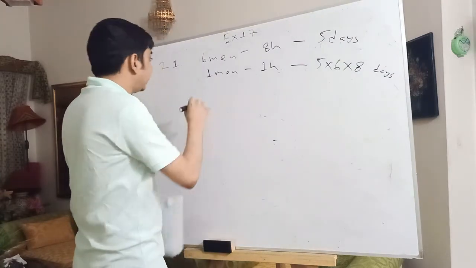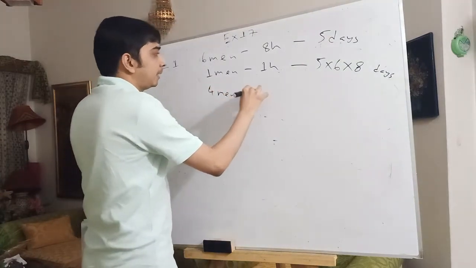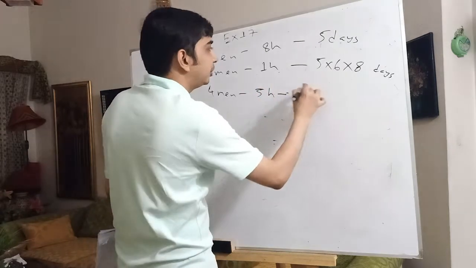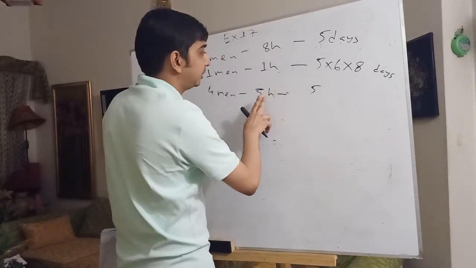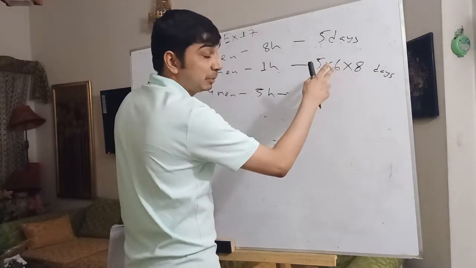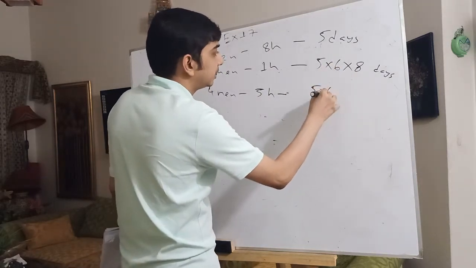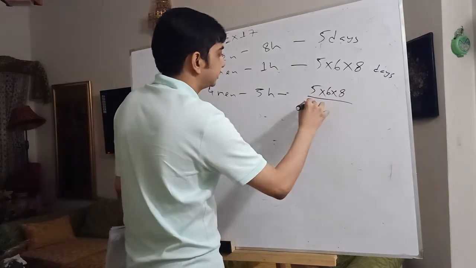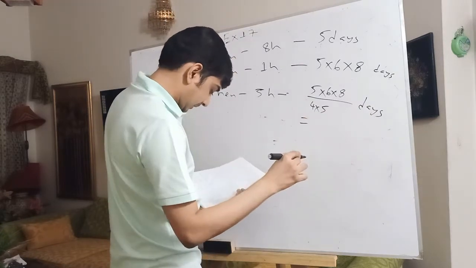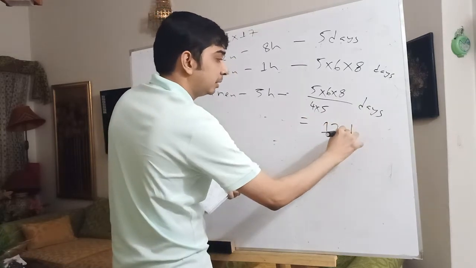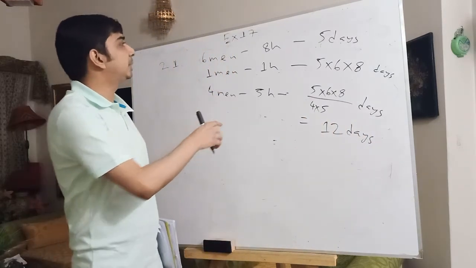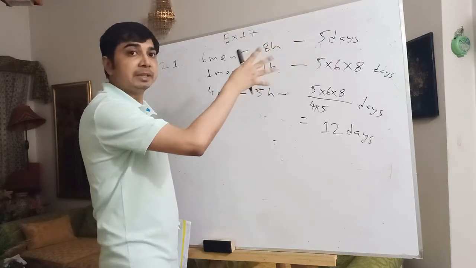Now 4 men in 5 hours is going to take less time. For 4 men you're going to divide by 4, and for time, it was increased. So if it becomes 5 hours, you're going to divide by 5, because the number of days is going to decrease. So this many days is going to be 12 days. Okay, here also is a case where there are 3 quantities, and they are interconnected.